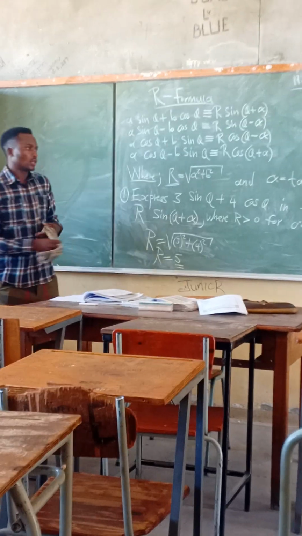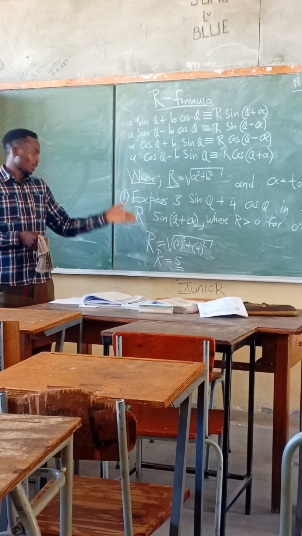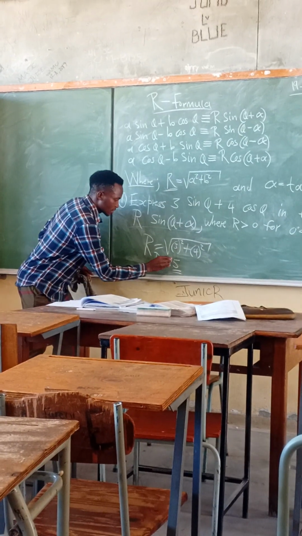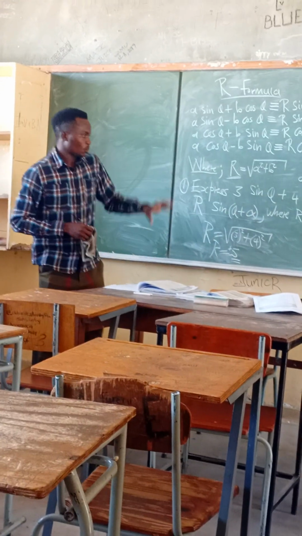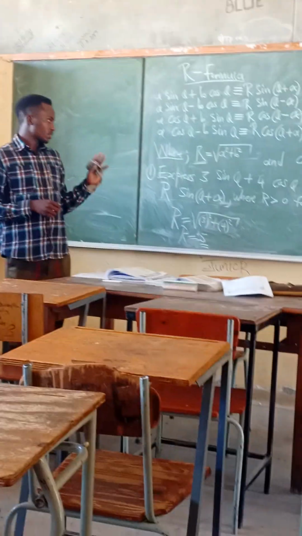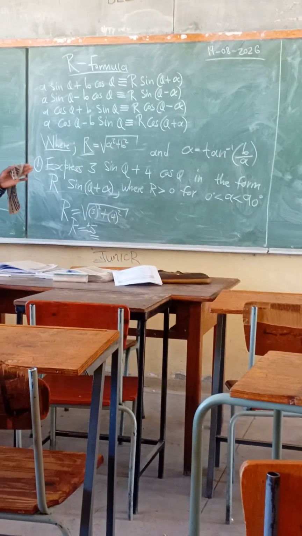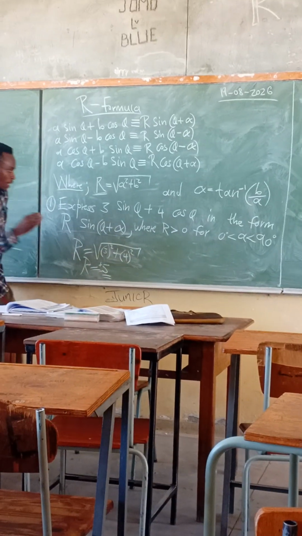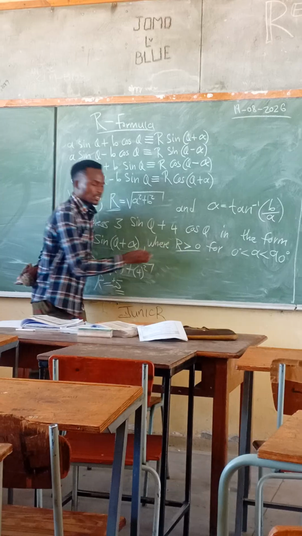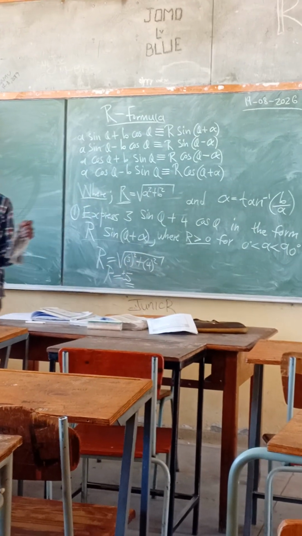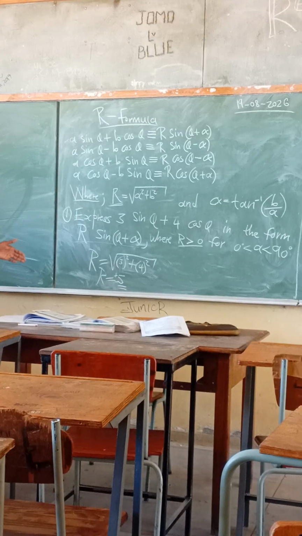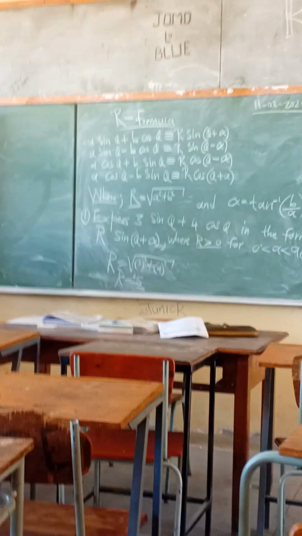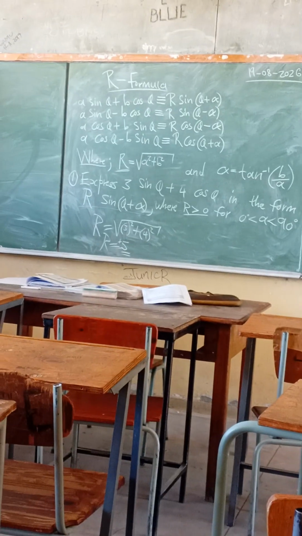Yes. Okay. Because the square root of 25 is plus or minus, let us write plus or minus and then understand the question. The question says express 3 sin theta plus 4 cos theta in the form, and then they say that R should be greater than 0. From these two answers, plus or minus 5, which one is greater than 0? The larger one, plus 5.